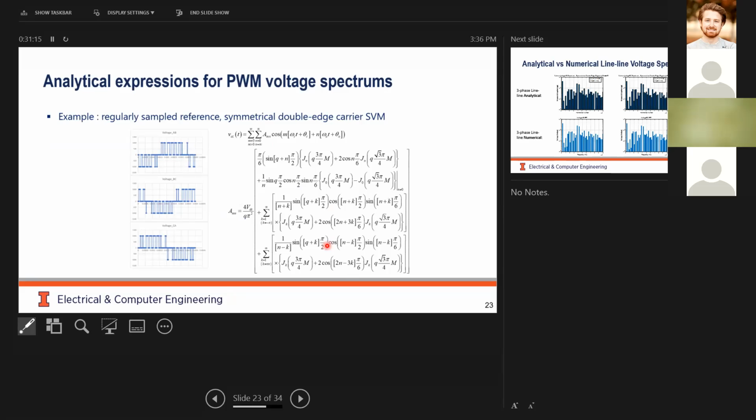The analytical spectrum of different algorithms was developed a long time ago by other scholars. So we just took it and developed a program to calculate the spectrum. This shows one example for the regularly sampled reference and symmetrical double edge carrier space vector modulation.